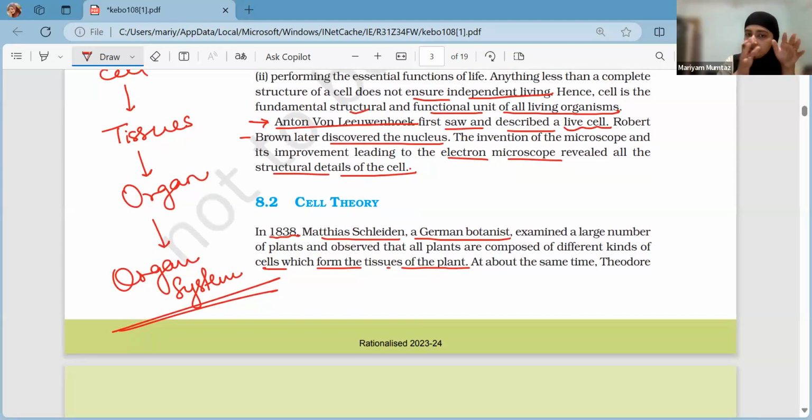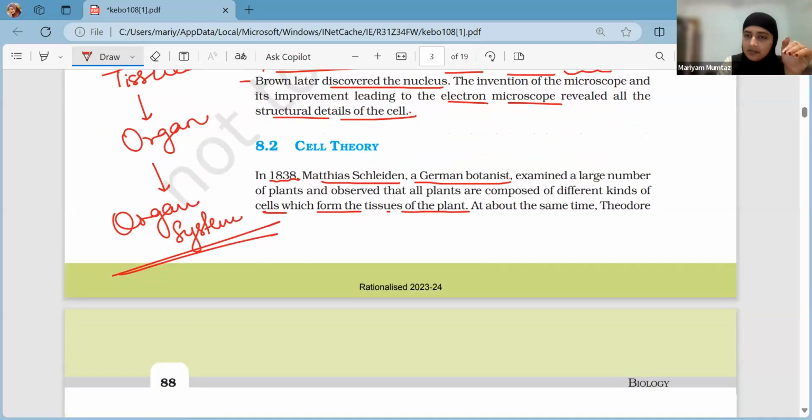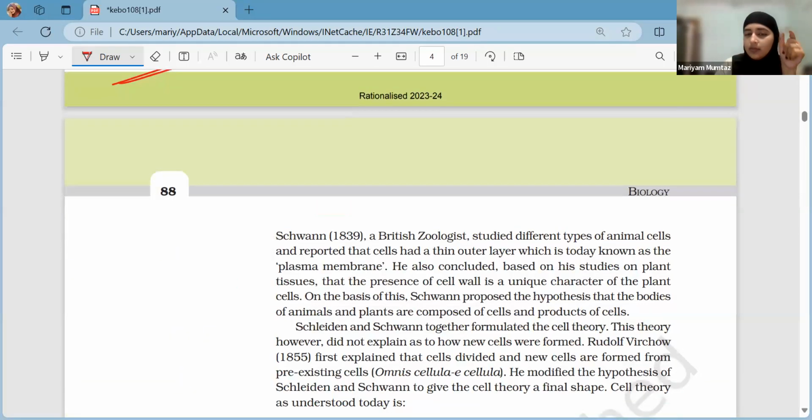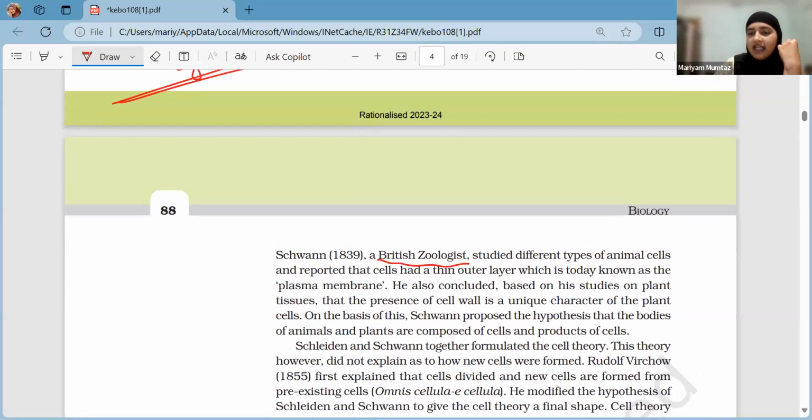At the same time, when Schleiden was doing his discovery, there was Theodor Schwann. He was a British zoologist, and he studied different types of animal cells. He reported that the cells had a thin outer layer, which is now known as the plasma membrane. Meaning the cells are surrounded by one membrane, which is known as plasma. He also concluded, based on his studies on plant tissues, that the presence of cell wall is a unique character of the plant cells, which is 100% absent in animal cells. There is no animal that has cell wall, but cell wall is there in plants.